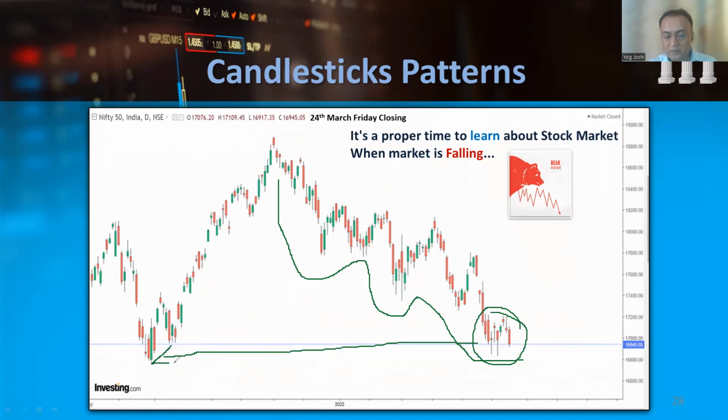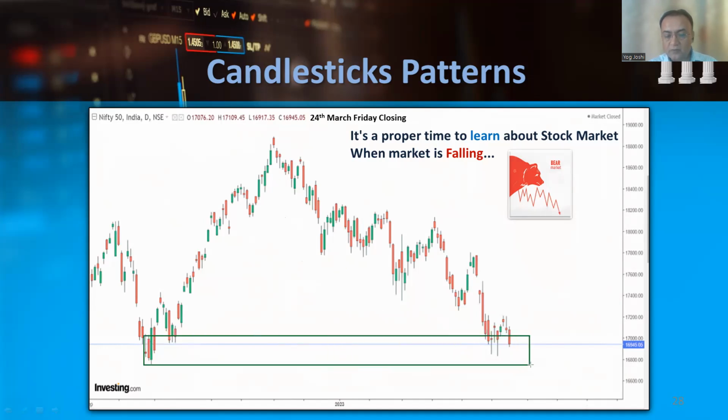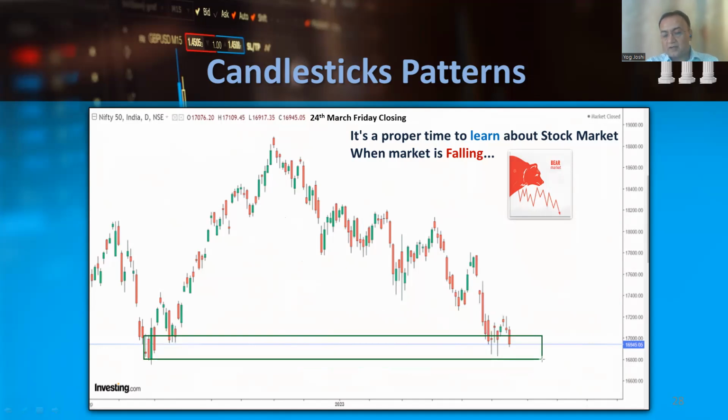You know that this is the probable support. So this is the probable demand zone. This is the probable demand zone. So whenever the market comes to that area, you might be ready to enter the market. All of these things come under technical analysis.